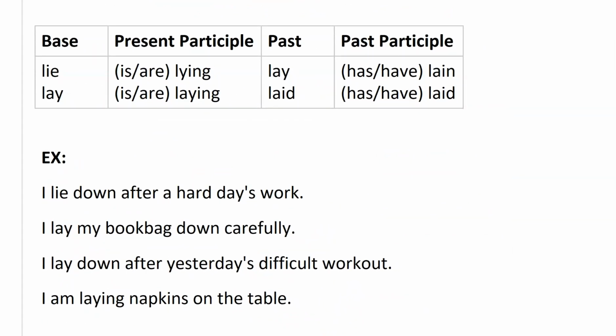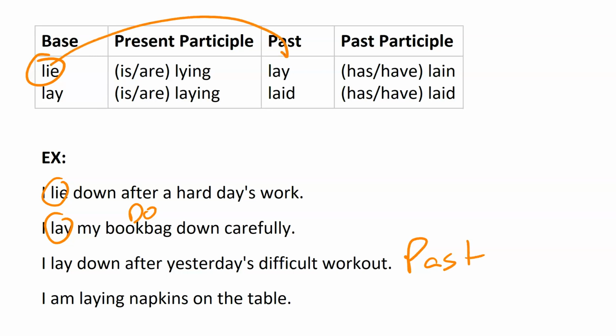I lie down after a hard day's work. So in this case, we have lie, and there's no object for the rest of the sentence. But with lay, I lay my book bag down carefully. You lay what? You lay the book bag, and that is going to be your direct object. So object. I lay down after yesterday's difficult workout. This is using lie as in the past.